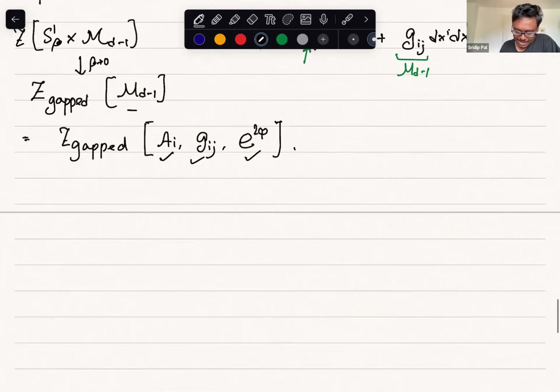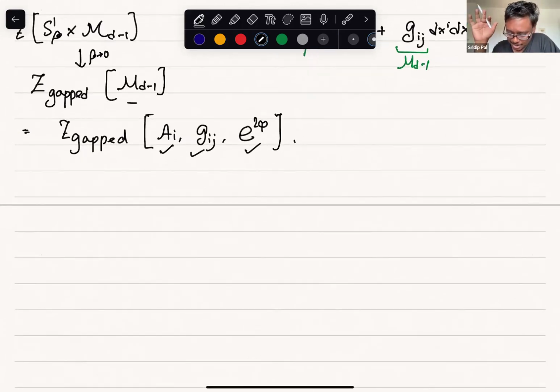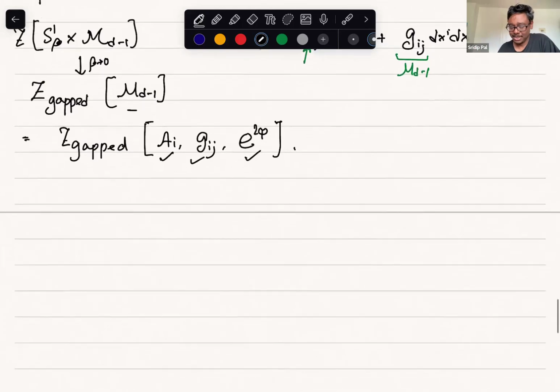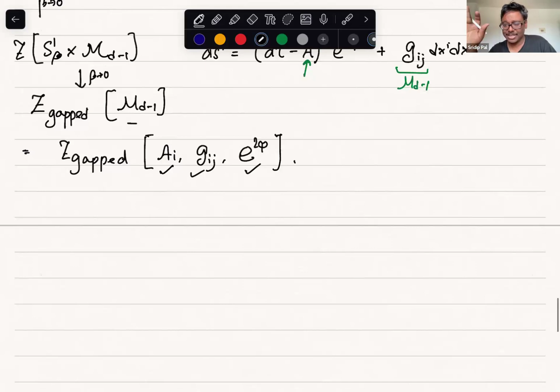Then let me go through. So at this point I haven't really used the fact that this is a CFT. This should hold for basically anything. Well, I should be a bit more careful. I use the CFT in the sense that if it's a massive field theory, then I have to be a bit more careful about how I take the thermodynamic limit.